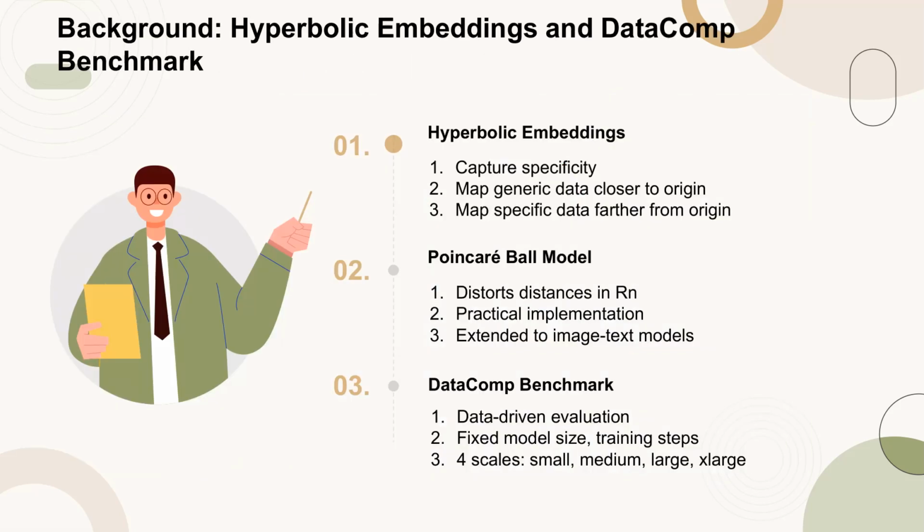Hyperbolic embeddings are used in this paper to capture additional information, such as specificity, that Euclidean embeddings cannot. In hyperbolic space, more generic data is mapped closer to the origin, while more specific data is mapped farther away. This concept is implemented practically using the Poincaré ball model, which distorts distances in R^n. This model has been extended to image-text contrastive models, showing improved performance in cross-modal retrieval tasks.